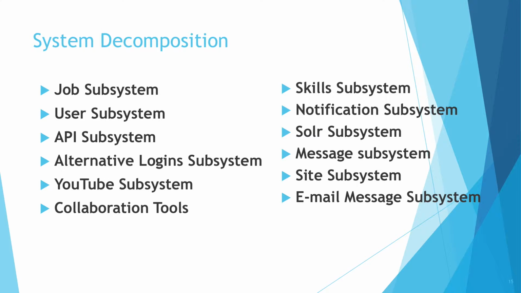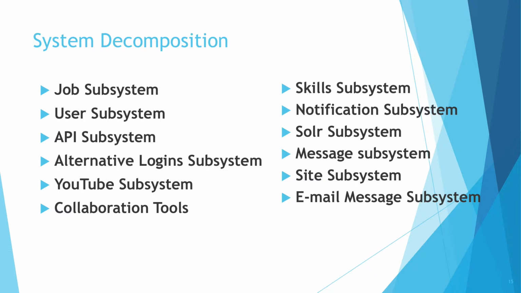We have the collaboration tools, which comes from another project that is being done during the semester, and that needs to be imported so that it works within our system. Skills subsystem handles everything related to the skills. The notification subsystem, as the name says, sends out all the notifications. It keeps track of who has a notification, the model notification, things like that. The solar subsystem handles the searching. It relies on the solar engine, which does a lot of the heavy lifting on the searches, and it makes it really fast by indexing searches.